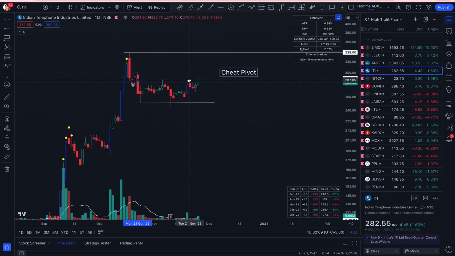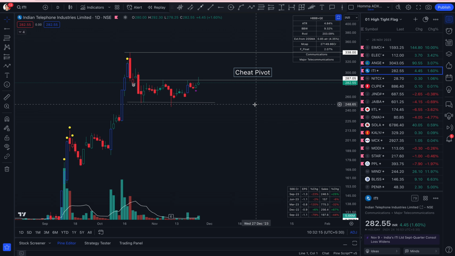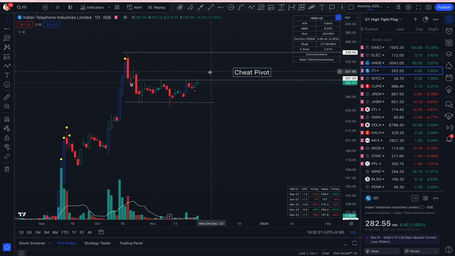Now apart from being a non-O'Neill pivot, a cheat pivot also should have a tight area, a tight range, right? And do you see a tight range here? Yes, you see a tight range here. So any breakout of this can be viable, and that we will call a cheat pivot entry. Okay.